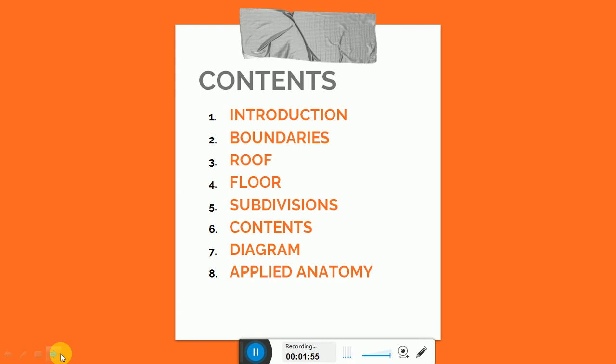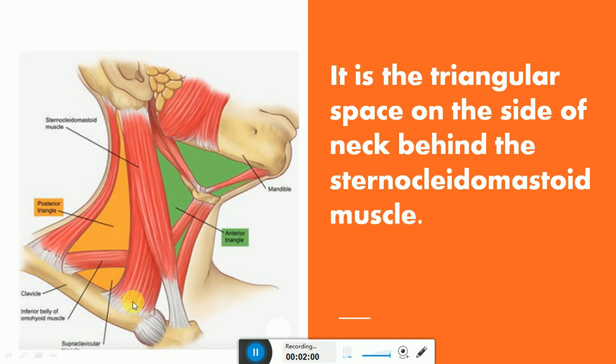So we are going to start with the introduction. What is the location of this posterior triangle of neck? This diagram is showing a neck region which is connecting thorax from head. So this quadrangular part is called the neck.